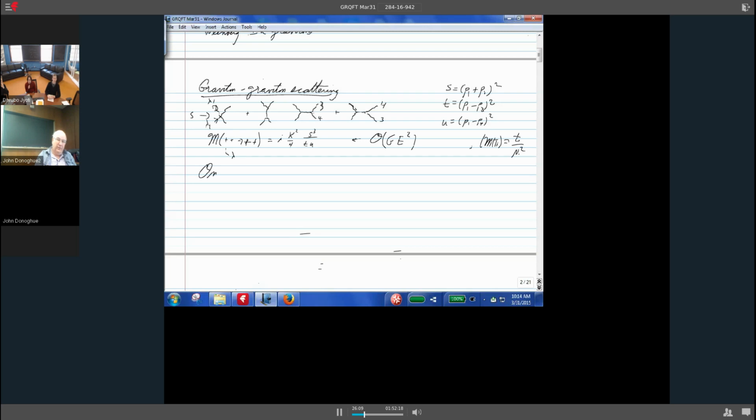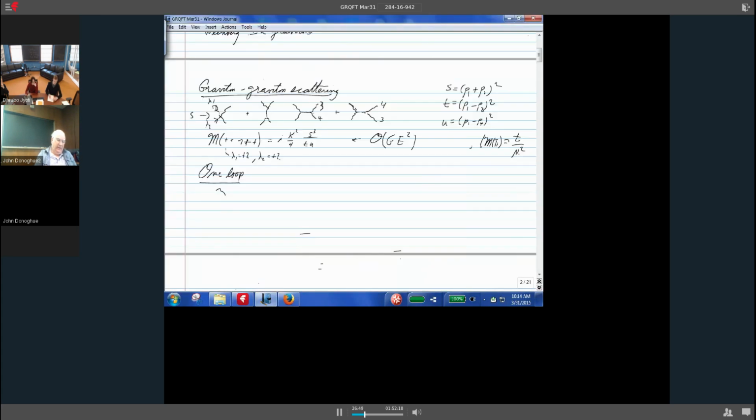Okay, then to do one loop. So, John, I have a question. Yes. What do you mean by plus plus to plus plus? Is that just the first diagram? So this is the helicity of the one incoming guy is +2. The helicity of the other incoming guy is +2 also. And you preserve the helicity as you go through the scattering process. Okay? That answer it? Yes. Okay.